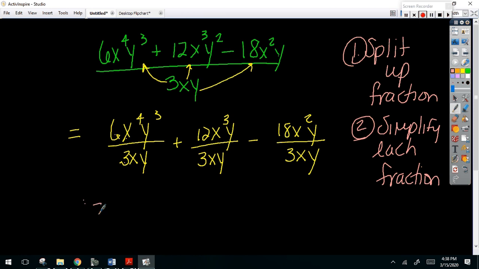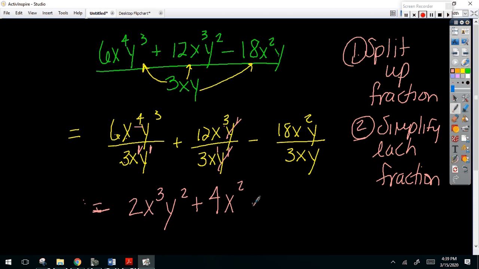6 divided by 3 reduces to 2, right? I've got 4 x's and 1 x, so if I divide, that means I subtract. 4 minus 1 is 3, and again, subtract with the same base here. 3 minus 1 would be 2. So this is a property of exponents problem, again, once you get it split up. Okay, on to the next one, plus 12 divided by 3 is 4. 3 minus 1 is 2. And 1 minus 1 would be 0. Those just cancel out.